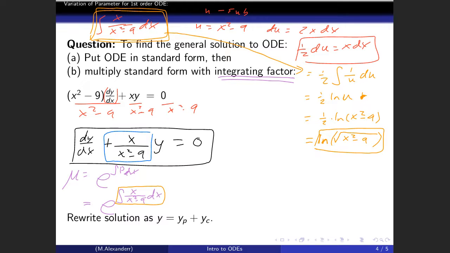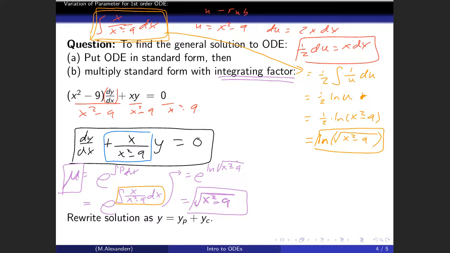So we have to go back here now. So we're going to go back to the purple line. And so this purple line is going to be e raised to the ln of the square root of x squared minus 9. And so the e and the ln cancel out. So this gives you square root of x squared minus 9. And so what we're saying is this: the square root of x squared minus 9, that is our mu function. And mu is what we call the integrating factor.